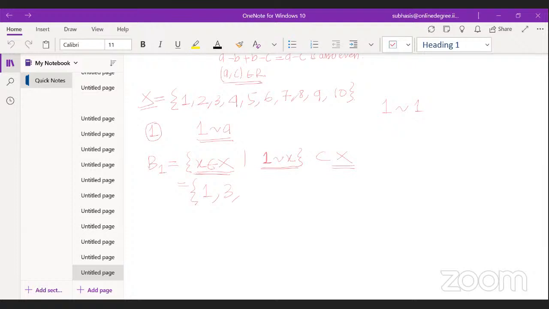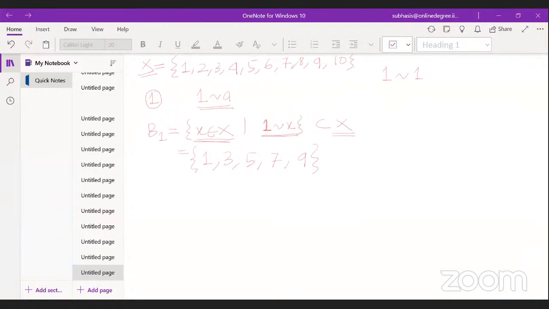Yes, sir. 3, 5, 7, 9. Now you take B2. What is B2? B2 is the set such that X is related to 2. So now can you tell me what are the elements of B2? Sir, 2. All the evens, sir.